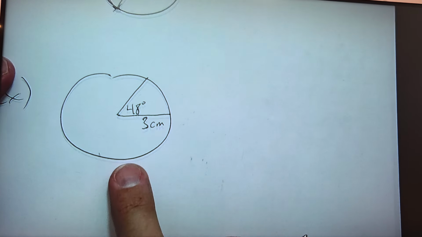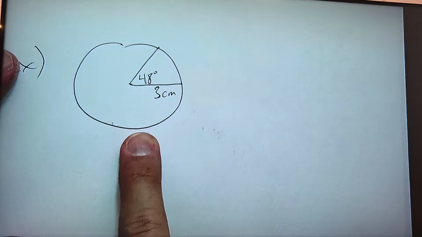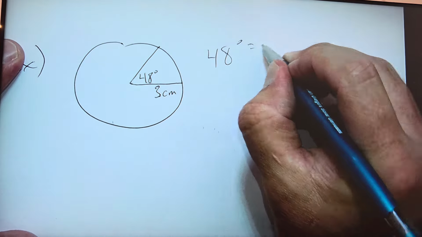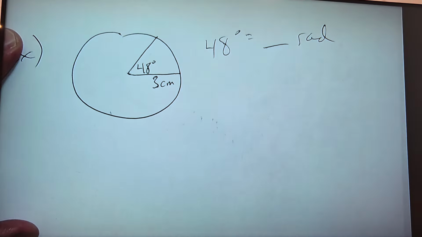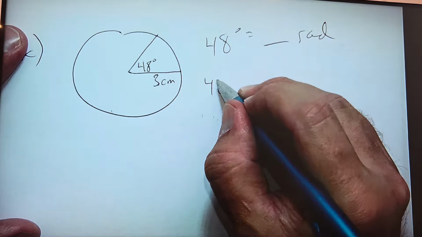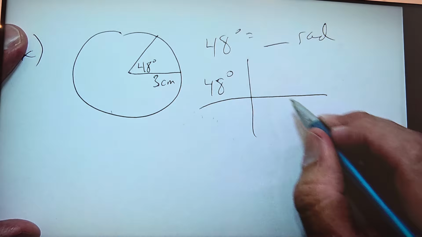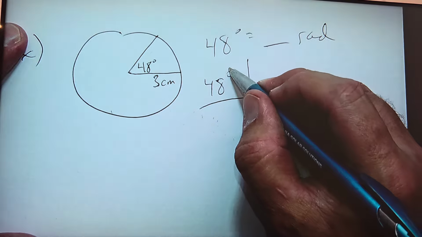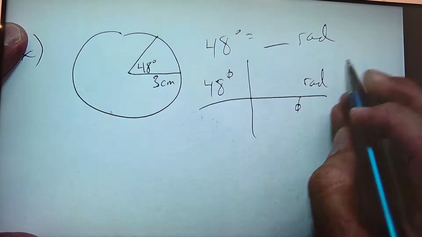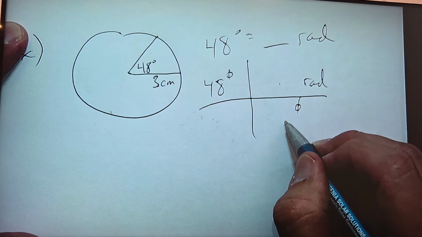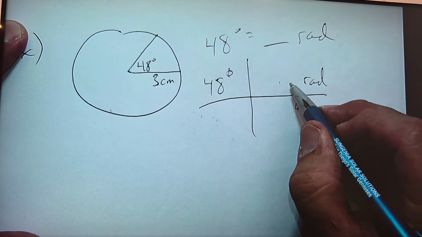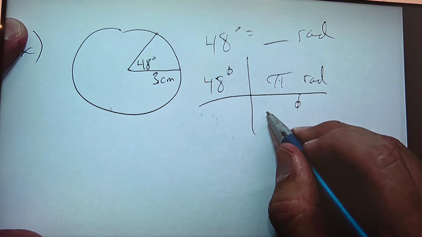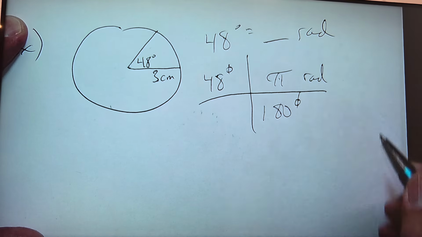So what do I have to do here first then? Like you said, Trent, I have to convert 48. How do I convert 48 degrees to radians? You make a little grid. What unit goes on the bottom? Because I want those to die. How many radians in how many degrees? Pi radians in 180 degrees.